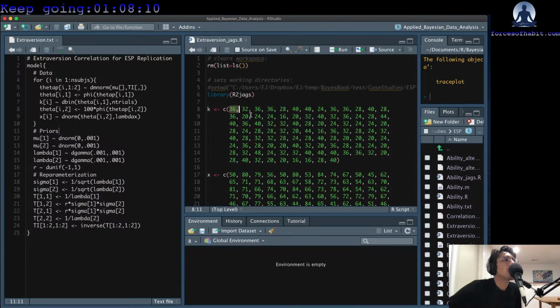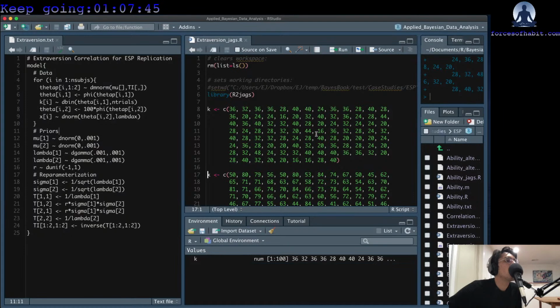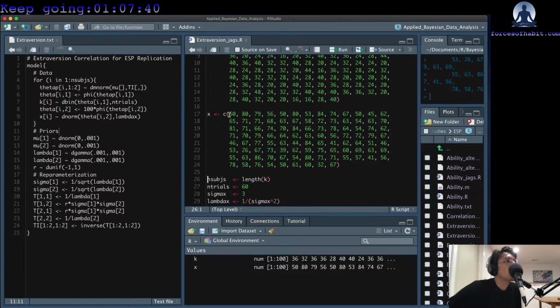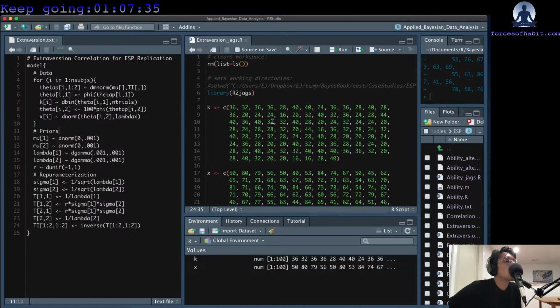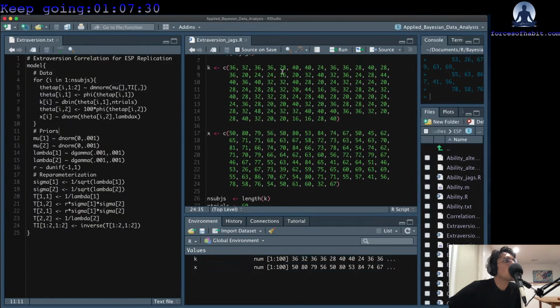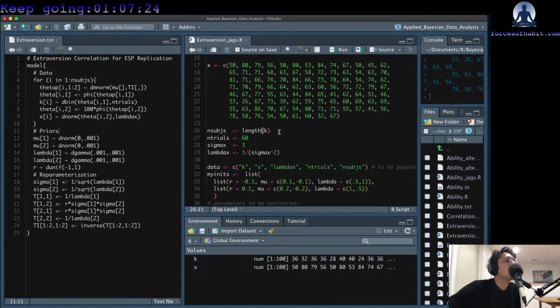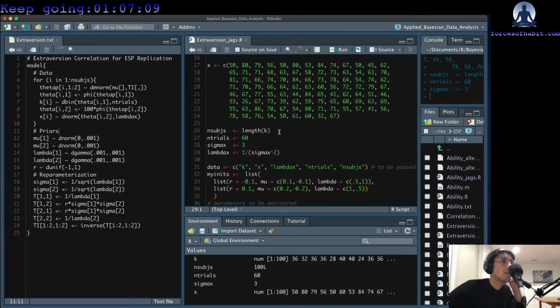It looks like we have 1, 2, 3, 4, 5, 6, 7, 8. Okay, I guess that's easier. 100 values there. And then X is the extroversion scores. Success is performance on the test or the first block of trials. And we want the n number of subjects, n number of trials, and then sigmax. Why do we need sigmax? Right. We need sigmax in this case just because we do 1 over sigmax squared.